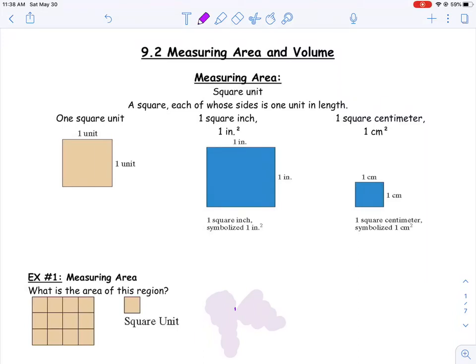Right, we're in 9.2 now. We're going to continue talking about conversions within the English system, metric system, and between the two of them, but now with regards to area and volume. So let's first talk about area.